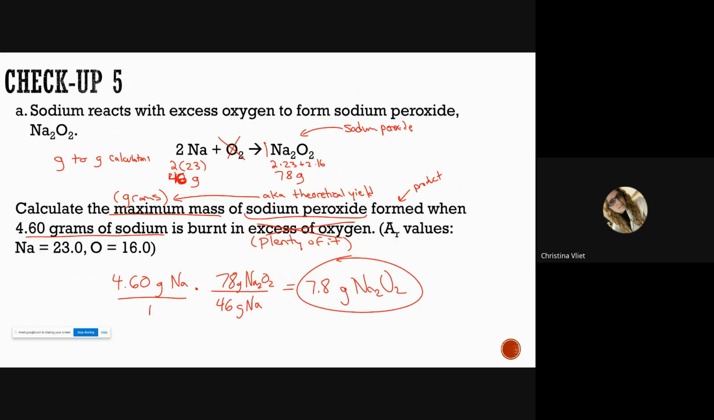We have another example. Let's see how far we're at so far. I told you we were only going to do stoichiometry today. So, believe it or not, we're not done, but we're only doing stoichiometry today. Check up 5B.